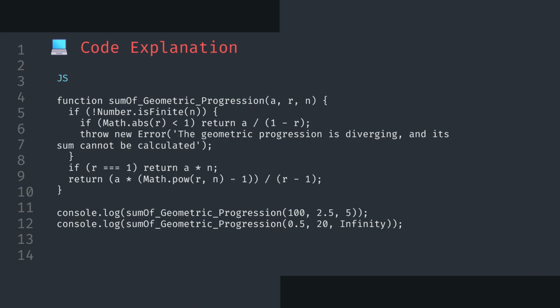Here's our function. If the number of terms is infinite, we check if the ratio is less than 1. Only then is the series convergent. If not, we throw an error since the sum will go to infinity. For finite cases, we use the classic geometric series formula, and we handle a special case where the ratio is 1, in which case every term is just a.